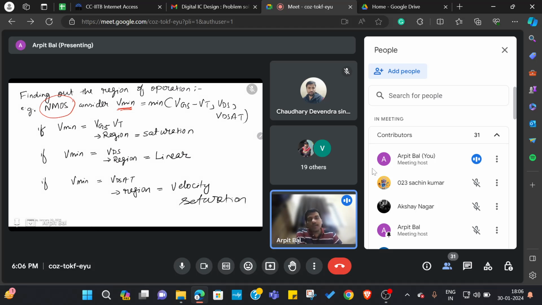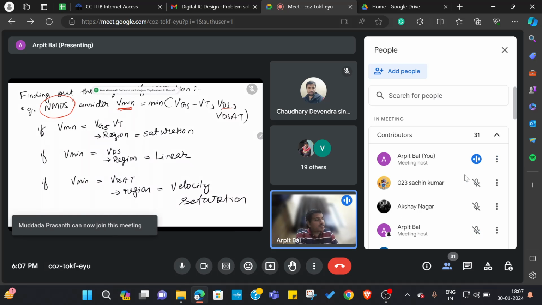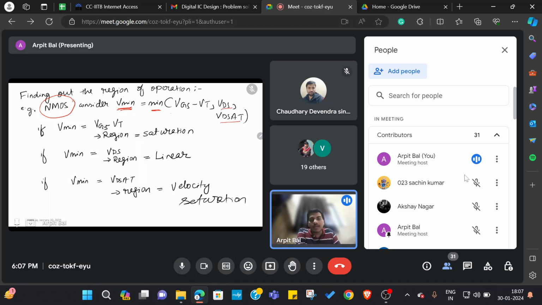Let's say you are given a transistor in which you know the VDS, the VDS SAT, the VGS and the VTH. First thing you do is find out what is the VGS minus VT. Next, you know the VDS and you also know the VD SAT. If the minimum of all three values turns out to be VGS minus VT, then the transistor is going to be in saturation.